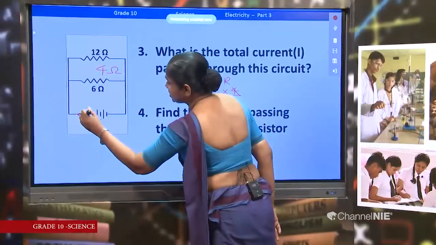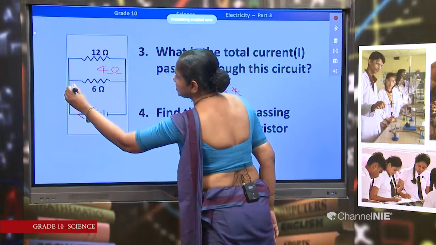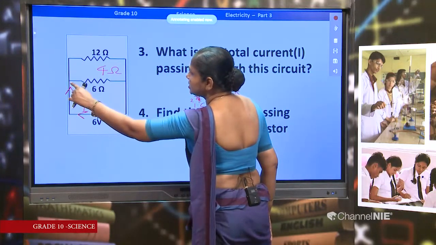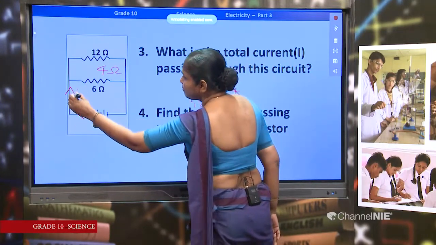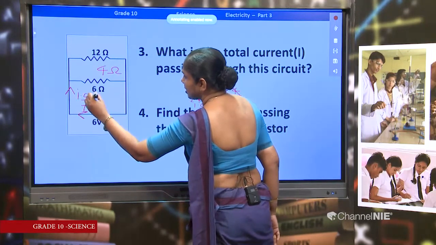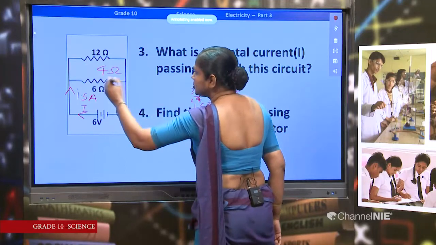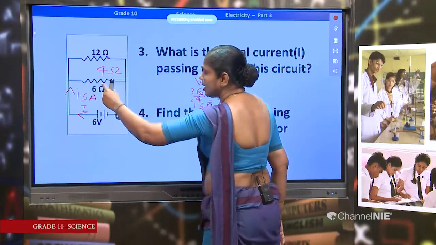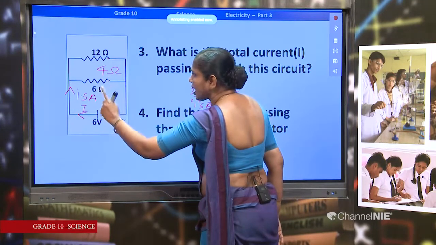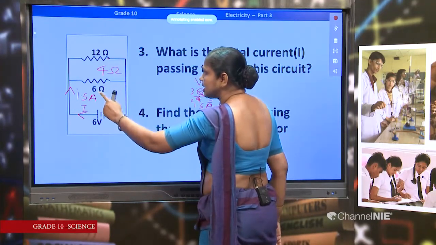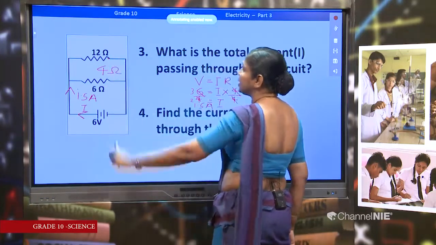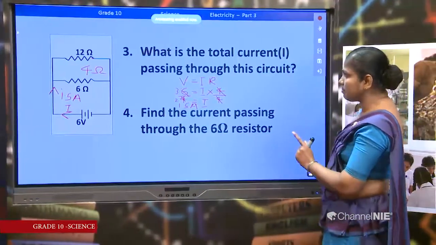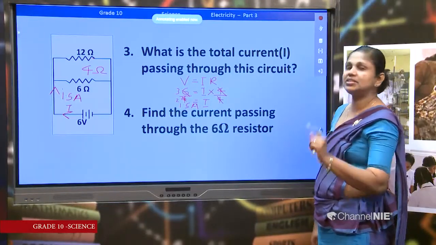Now suppose this is the total current I, right? Then I equals 1.5 ampere. When it comes here, children, this 1.5 ampere current divides among the two resistors and travels. When the current is divided, children, the amount of current that flows through each resistor is decided by the value of each resistor. Then our next question is, find the current passing through the 6 ohm resistor only.